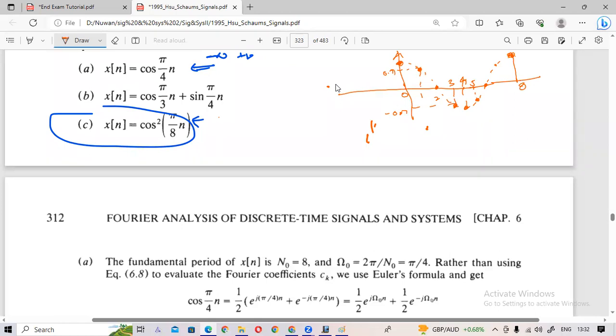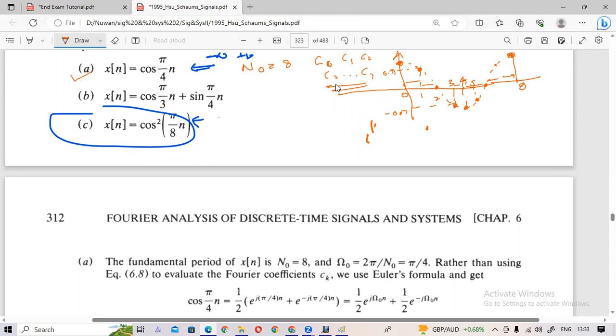You have to count the number of samples from here to here. So you have 1, 2, 3, 4, 5, 6, 7, 8. So for this signal, n naught is 8. Then you have to find the Ck values, that is K from 0 to 7. That means C0, C1, C2 up to C7. In the same manner, you can use the identity and find this.